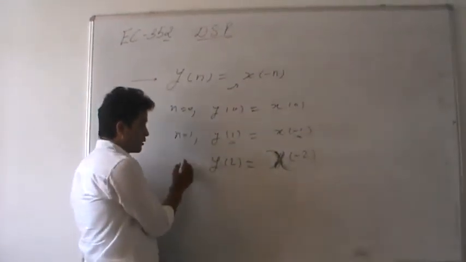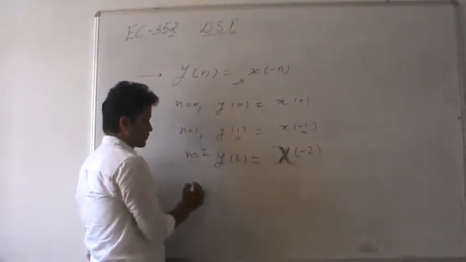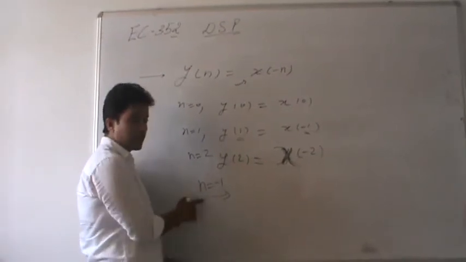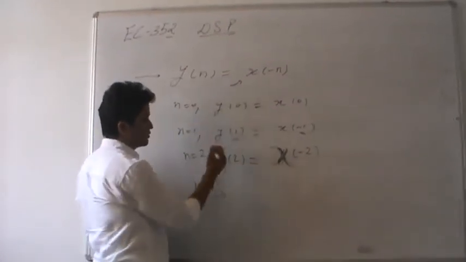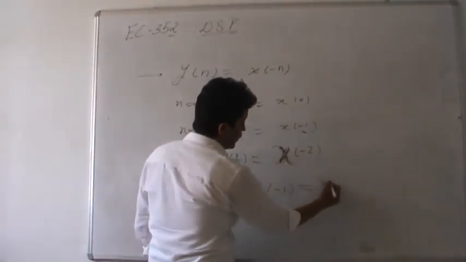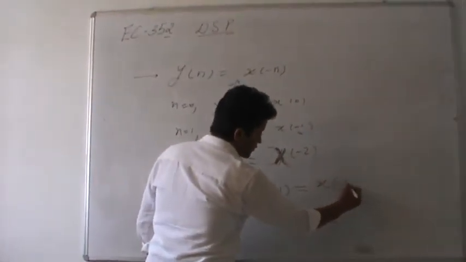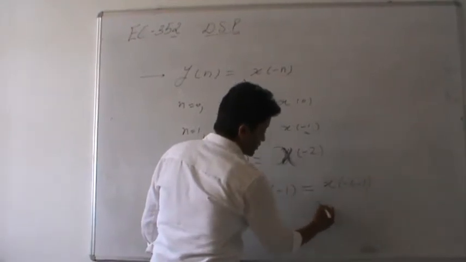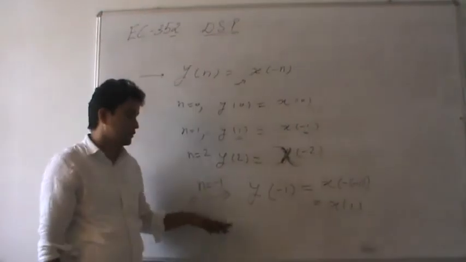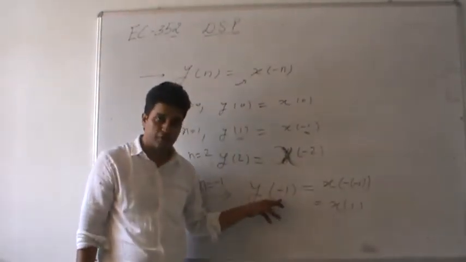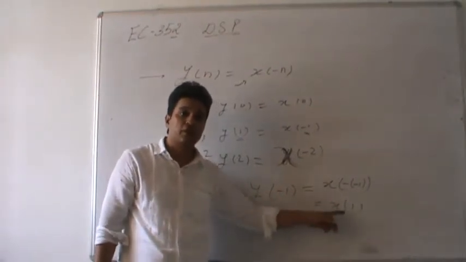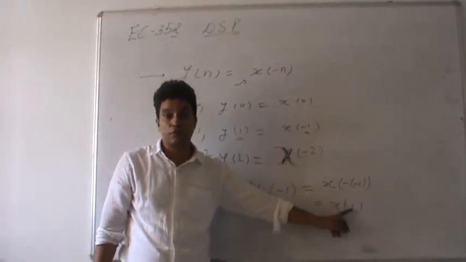So as long as up to this point everything is alright, check it for n equal to minus 1. For n equal to minus 1, this equation will become y of minus 1 equal to x of minus of minus 1, so that is nothing but x of 1. Now you see, the current output is at the y of minus 1 position and the input is x of 1. For the minus 1 position, the plus 1 position is a future value.